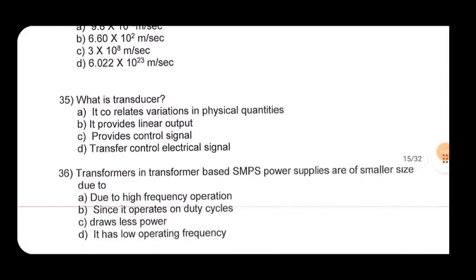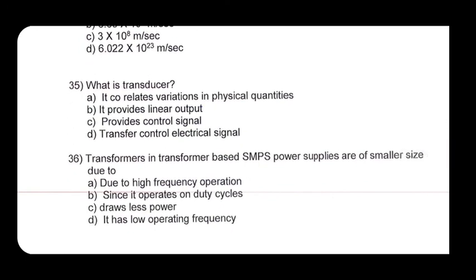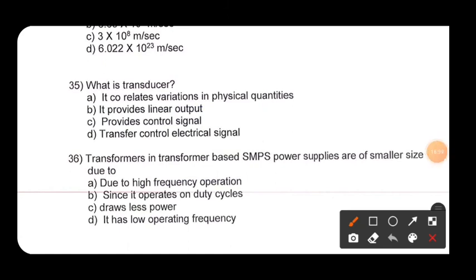Next is the velocity of light in vacuum, which is almost equal to 3 into 10 to the power 8 meter per second. Next is what is a transducer. A transducer basically provides linear output. Most probably the transducer's work is to convert from one energy to another. So it provides a linear output.